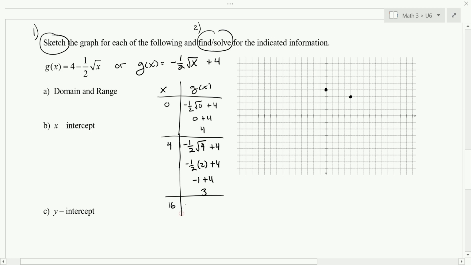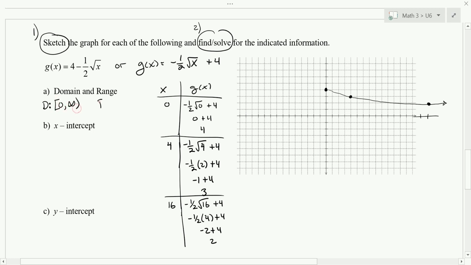So if I plug in a 16, we end up with 2. So it'll be a little bit out here. So about right there. So you can see it's very slowly decreasing and moving to the right. Okay, so our domain starts at what x value? 0 and goes to infinity.